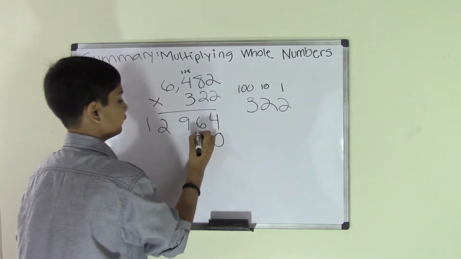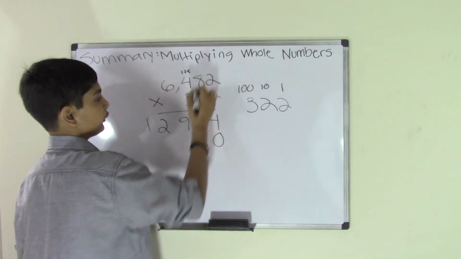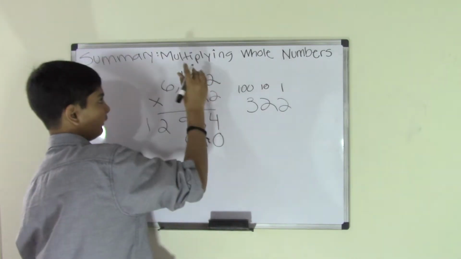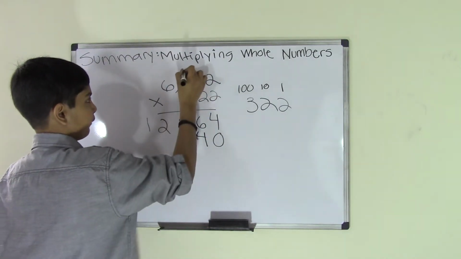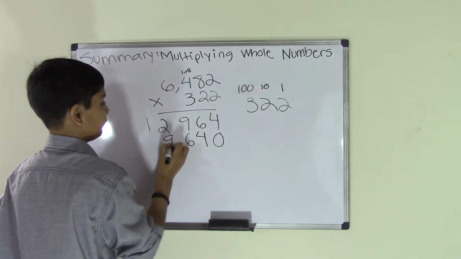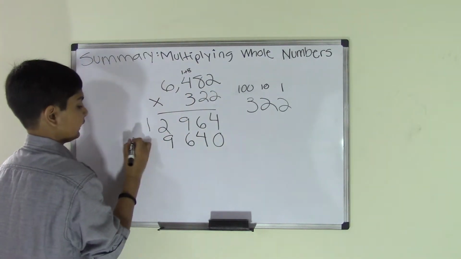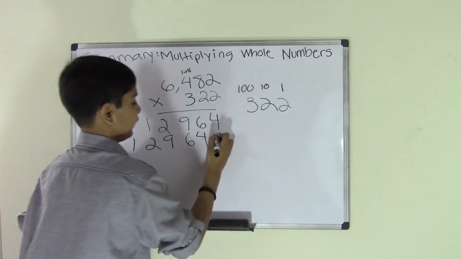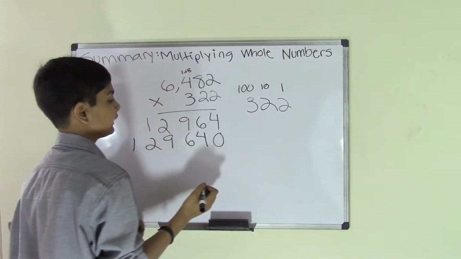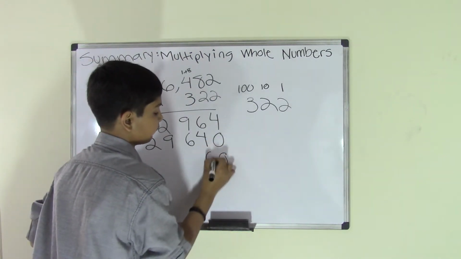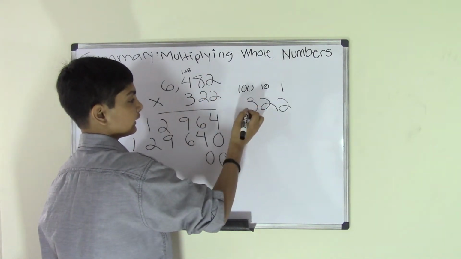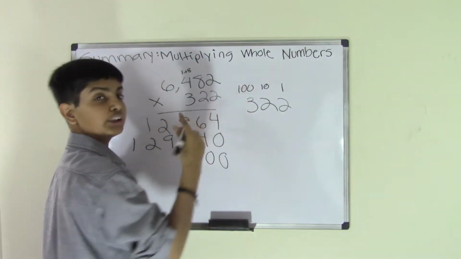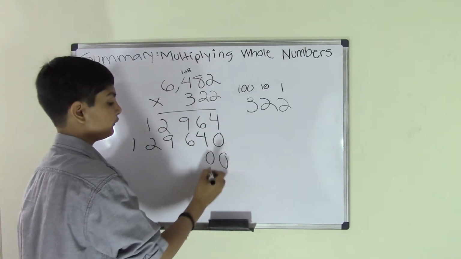So 2 times 2 is 4. 2 times 8, 16. Bring that 1 over. So 2 times 4 is 8 plus that 1 is 9. 2 times 6 is 12. And now since we're moving on to the next number, we add 2 zeros. Why do we add 2 zeros? Because we are moving on to the 3, and 3 is in the hundreds, and the 100 has 2 zeros in front of it, so we add 2 zeros over here.